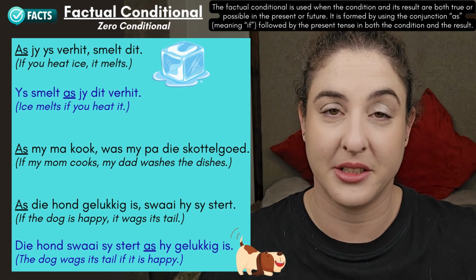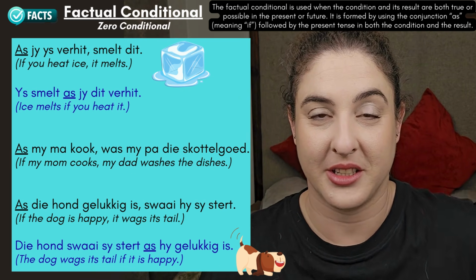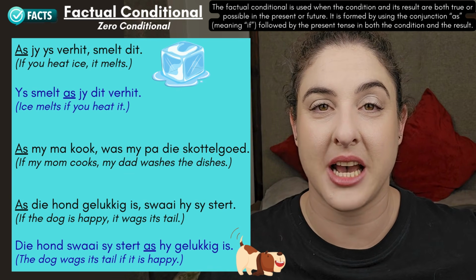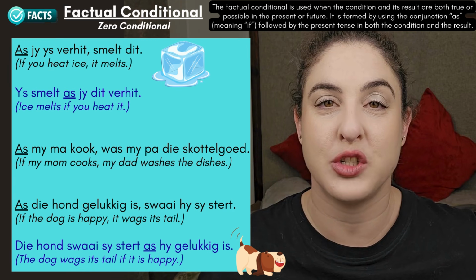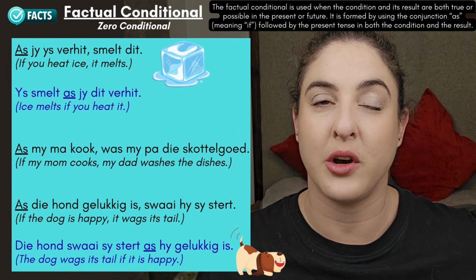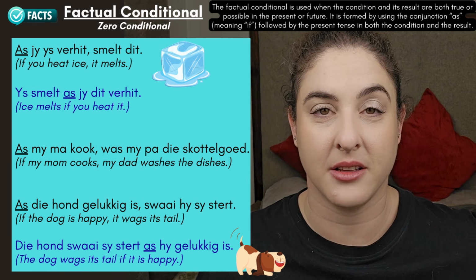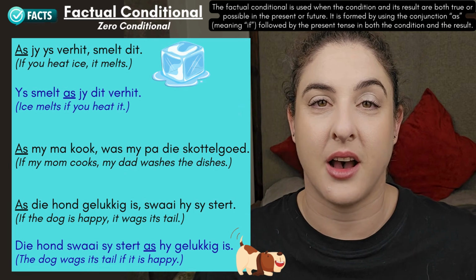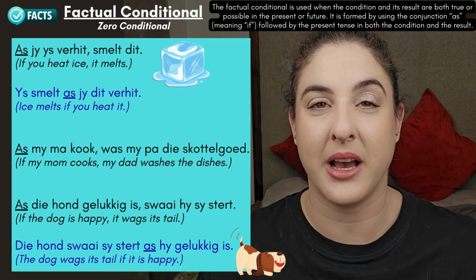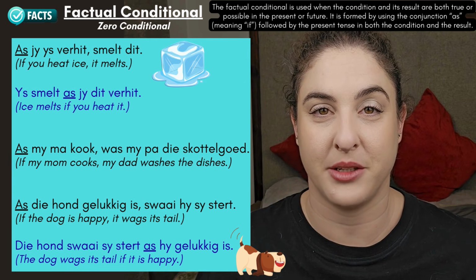"As my ma kook, was my pa die skottelgoed." If my mom cooks, my dad washes the dishes. "As die hond gelukkig is, swaai hy sy stert." If the dog is happy, it wags its tail. And then the other way around, "die hond swaai sy stert as hy gelukkig is." The dog wags its tail if it is happy.